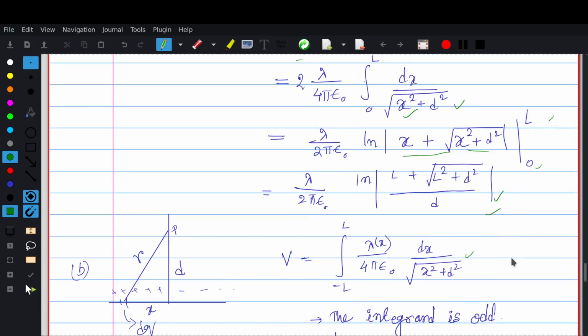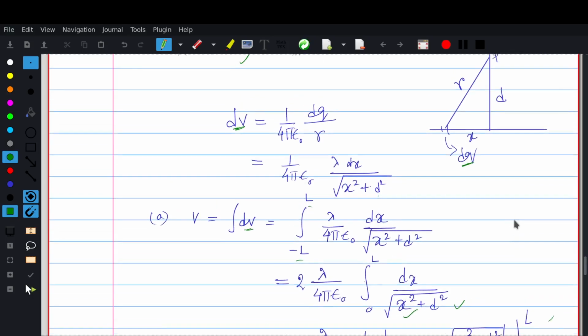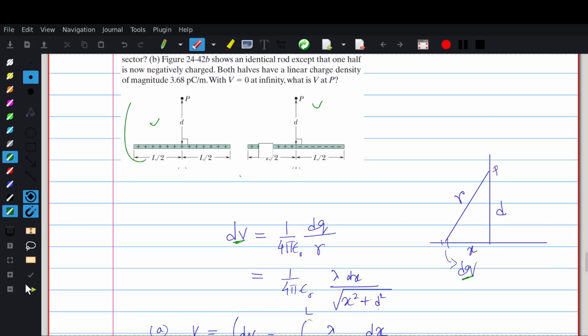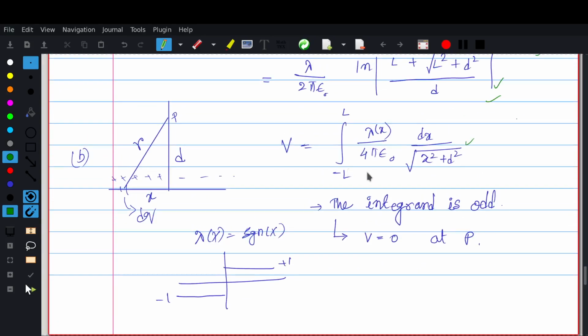This is a little bit tedious calculation, and the second half of the problem might seem even more tedious, because half of this has some charge and half has exactly different charge, with different signs. But first of all, we again look back at some element dq. Here I have jumped a couple of steps, but you can write the potential. This potential is again an integration over minus L to plus L, but here the catch is that the linear charge density lambda is not a constant anymore, it is a sign function.